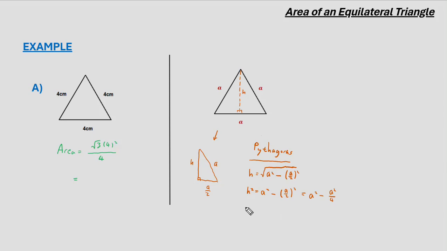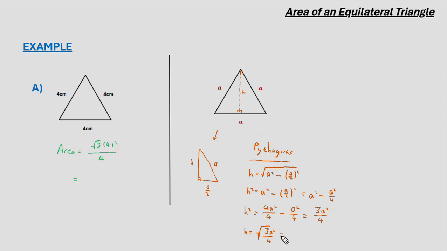Now we can rewrite a bit, as a squared can be written as 4a squared over 4, and we keep a squared over 4 as is. If we carry out this sum we have here, the result is 3a squared over 4. Thus h turns out to be the root of 3a squared over 4.